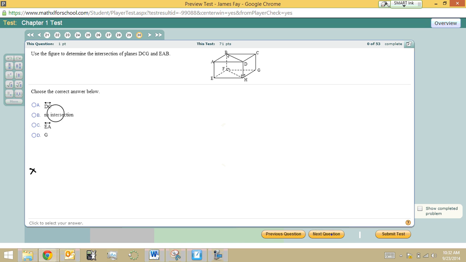DCG. Okay, DCG is going to be this plane over here. And EAB is going to be this plane back here on the left. For those, there is no intersection. It'd be option B for me.